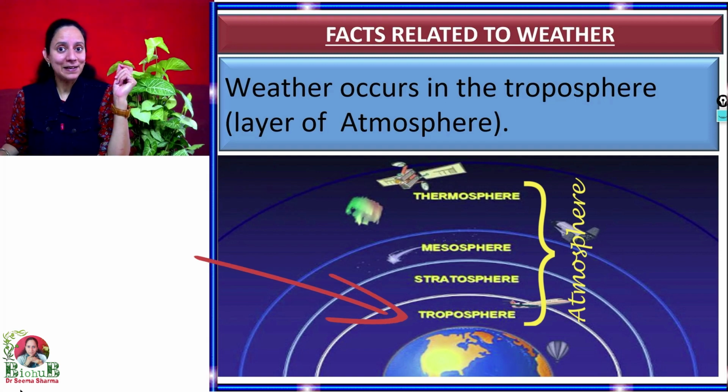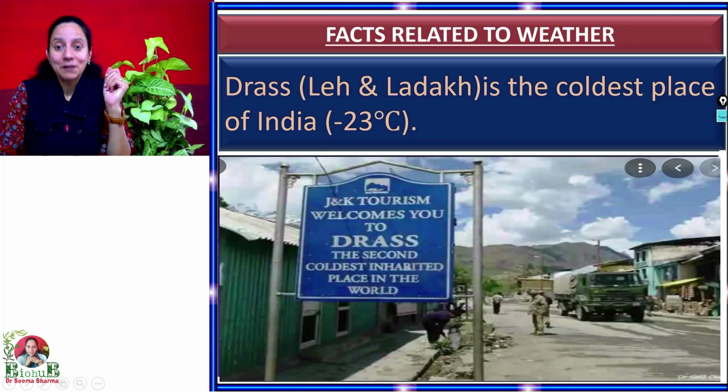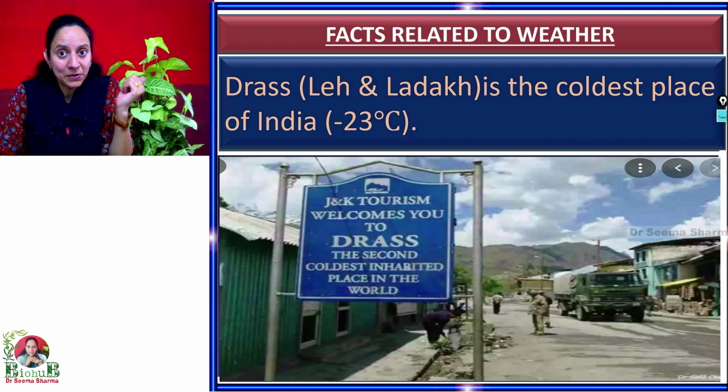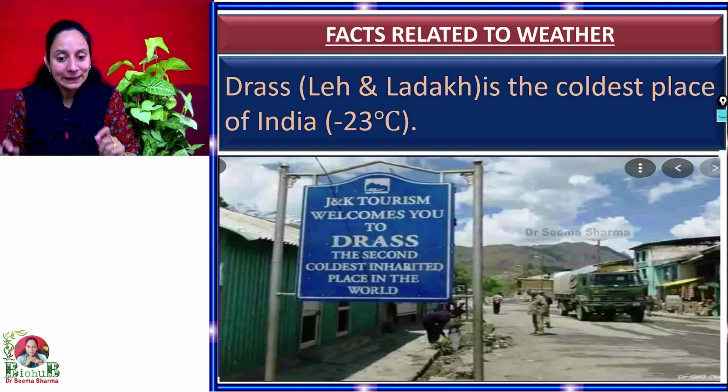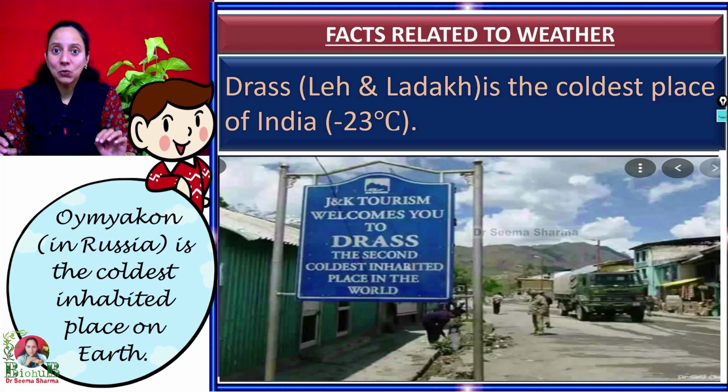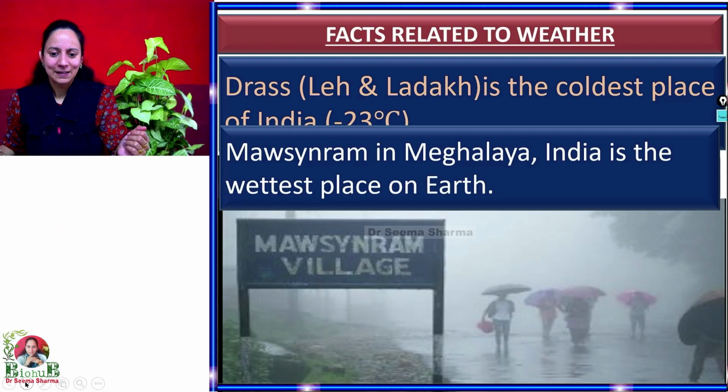Second interesting fact related to weather is, in India, we have one place, it is called Dras. It's in Leh and Ladakh Union Territory, and it is the coldest place in India. And the temperature here goes down to minus 23 degrees centigrade. And this place, Dras, is the second coldest inhabited place in the entire world.